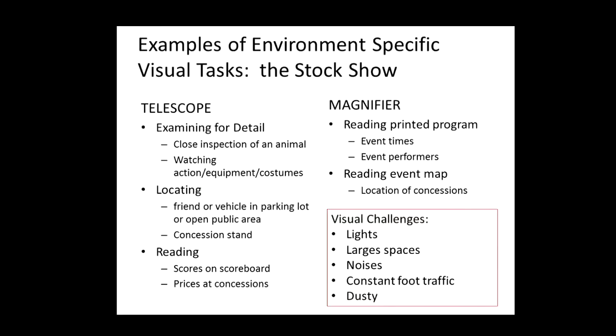The telescope visual tasks might include inspecting that pig and its pen without getting too close, watching the rodeo clown or any of the performers, finding a friend in the crowd, locating the concession stand sign and reading to see how much cotton candy costs. The magnifier visual tasks might include reading a printed program and a map of the event center. Some schools will take the kids to the stock pens on a field trip, so either prepare your student in advance or go along if you can.